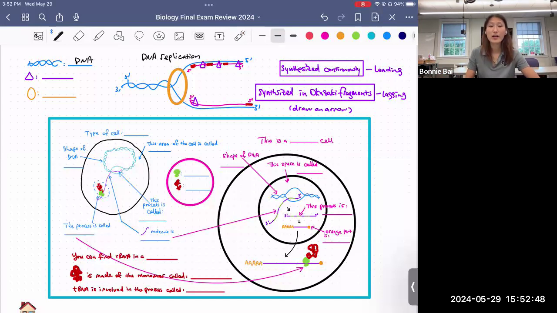So we have the blue strands that are winding up, that's our DNA. The little triangles are DNA polymerase.